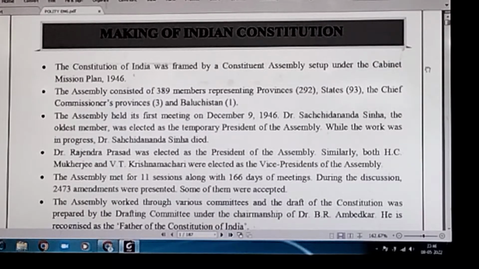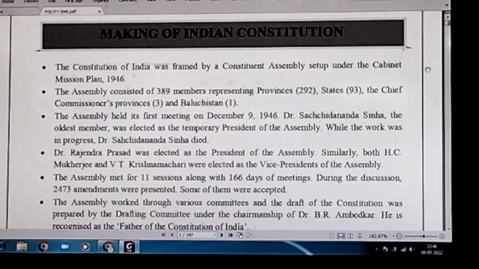The Constitution of India was framed by the Constituent Assembly set up under the Cabinet Mission Plan, 1946. The Assembly consists of 389 members, representing the provinces 292, states 93, Chief Commissioner provinces 3, and Balochistan 1. The Assembly held its first meeting on December 9, 1946.